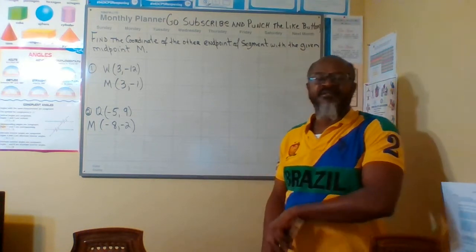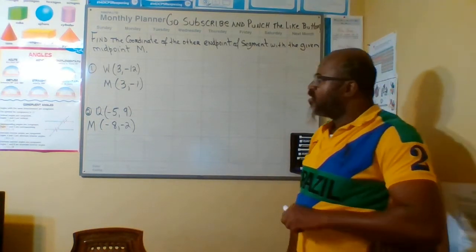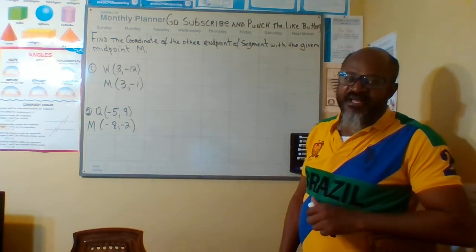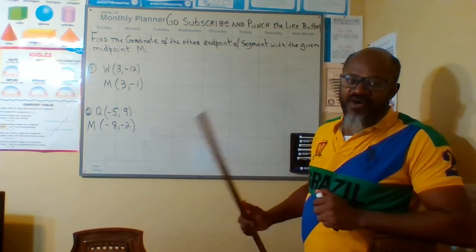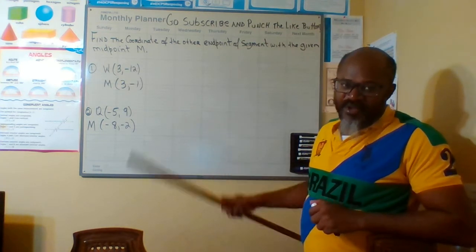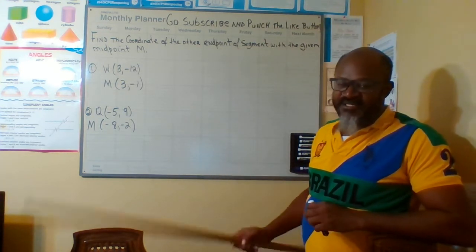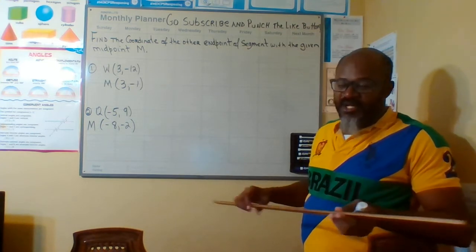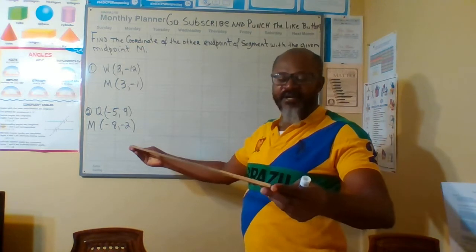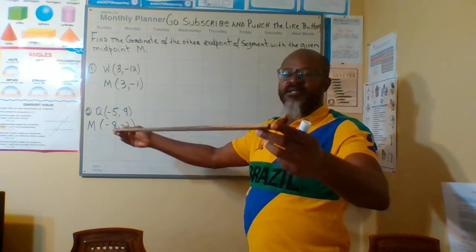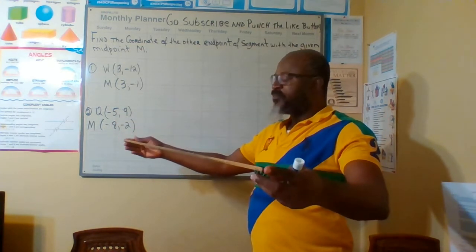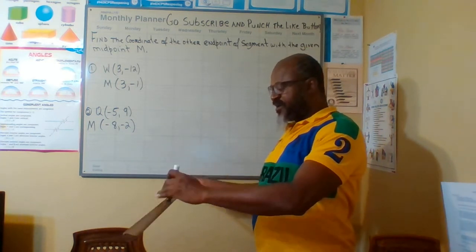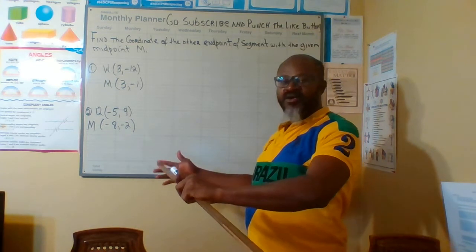Guys, welcome back to another video where they're asking you to find the coordinate of the other endpoint when the midpoint is given to you. In this case, you're not looking for the midpoint. The midpoint is given to you. In other words, this is your ruler, right? This is one endpoint, this is another endpoint. They give you this endpoint and they give you the midpoint here. They ask you to find the other endpoint.